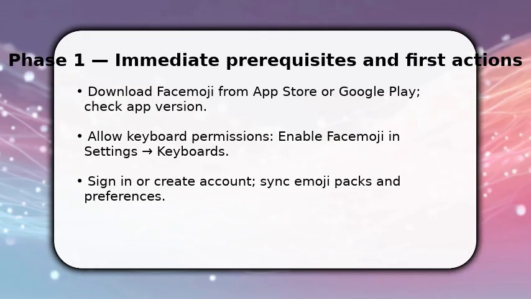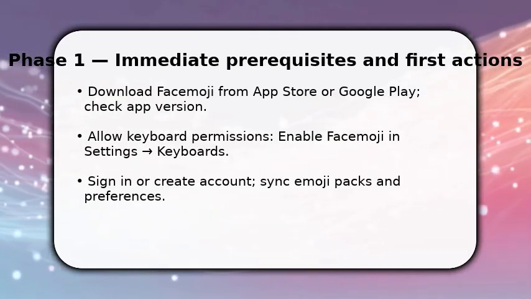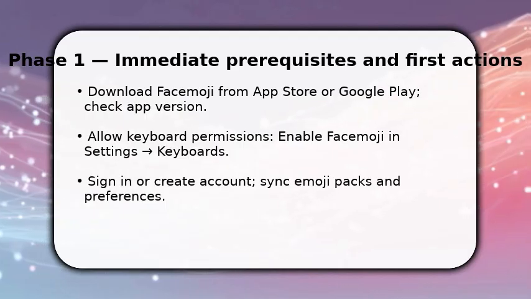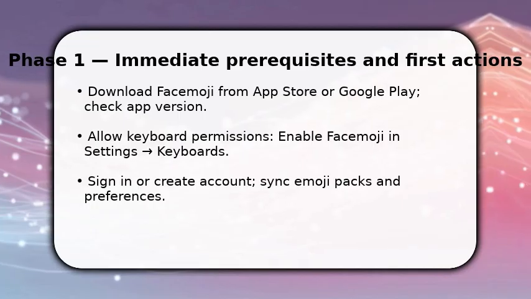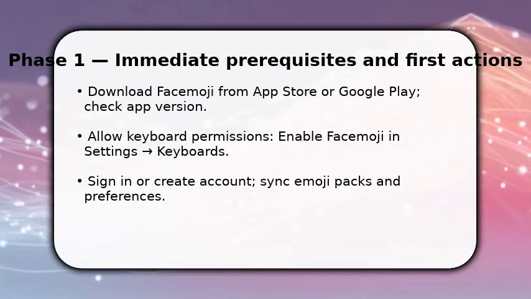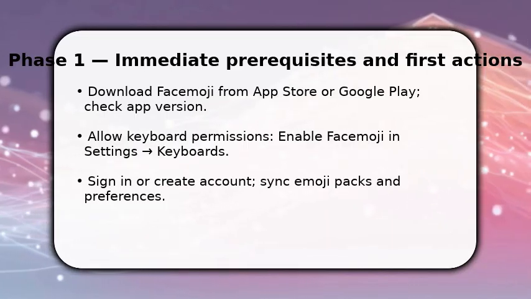You start by installing Facemoji and signing in. This lets the app sync your emoji packs and settings. Once installed, open Settings and enable the keyboard. Grant full access if you want custom GIF and clipboard features. Make sure to pick a language layout and set Facemoji as your default keyboard.